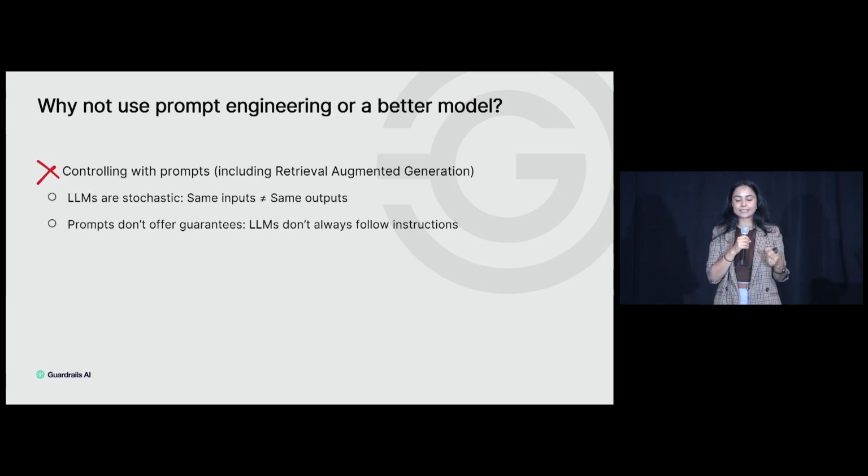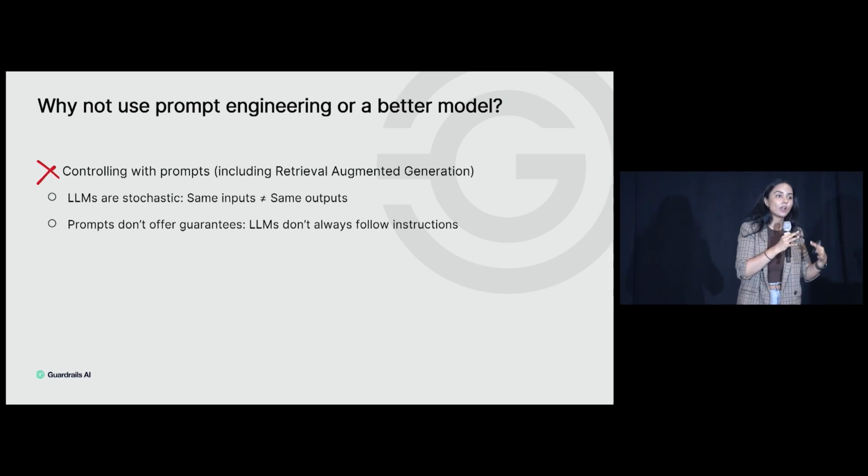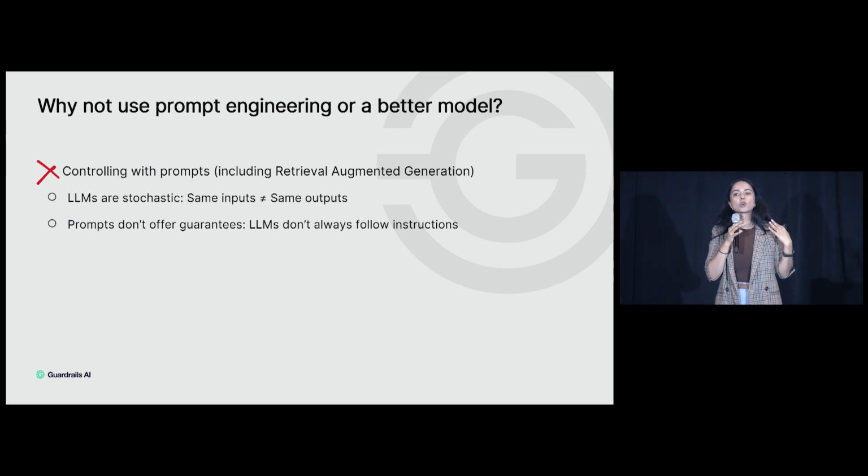The second is that prompts don't offer any guarantees. You can do all the prompt engineering in the world. You can include all of the instructions of, hey, this is how I want my output to look, make sure it has this property and that property and this other property, etc. But there's no guarantee that the LLM is going to follow that instruction, because at the end of the day, it's a next token generation system, right?